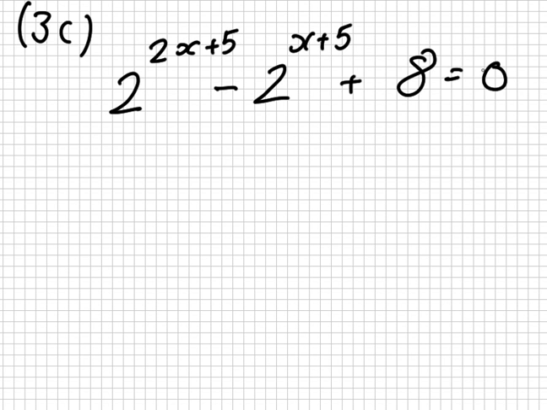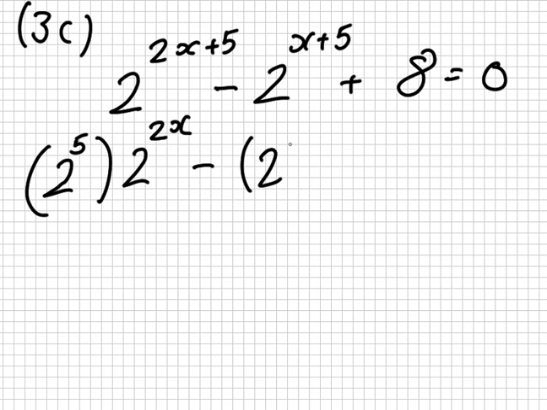So this is the most difficult one we've had so far, and it's difficult actually because of the 8. If the 8 wasn't there, it wouldn't be so bad, because I can just take this to the right and make it like the previous problems. So because of the 8, I have to do it a different way. So what I do here is I separate. This is 2 power 5, 2 power 2x, minus 2 power 5, 2 power x, plus 8 equals 0.